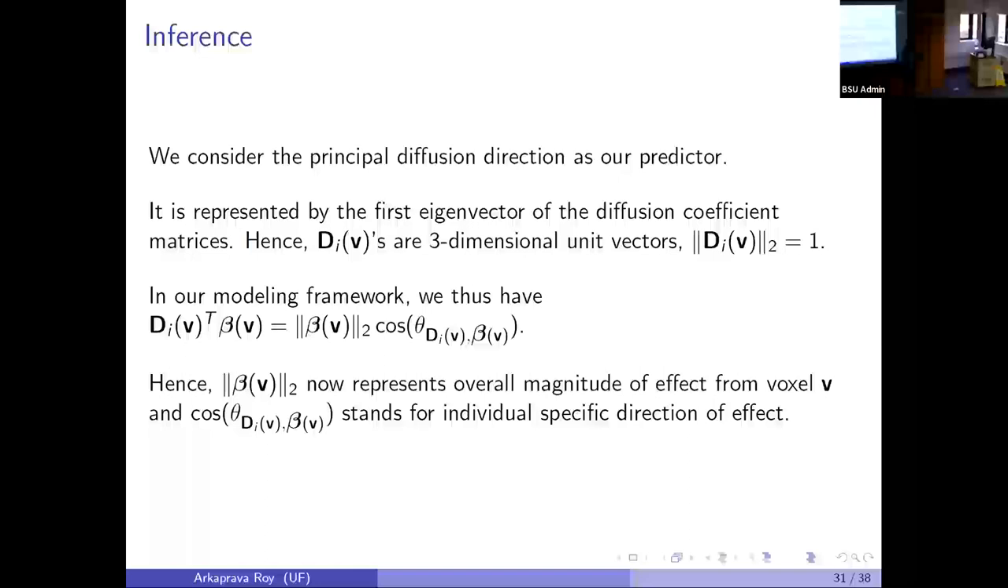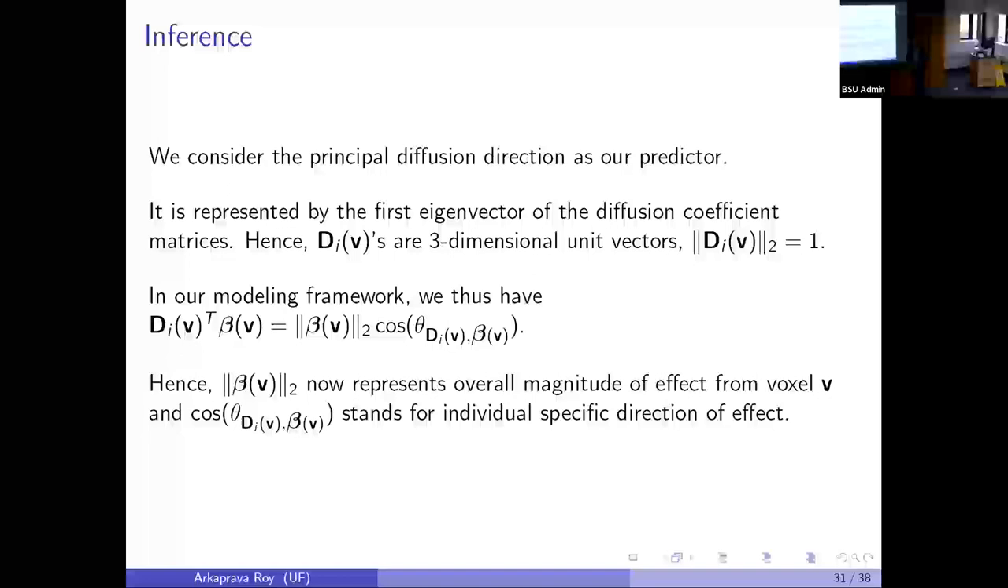So beta norm tells us the overall effect across the population. And then this cosine metric tells us the individual specific changes from that value in the range of -1 to 1. So for some people it may be negative and for some people positive. And we can also convert it into a percentage difference as well. We did not use it as such, but for inference purposes it's very useful.